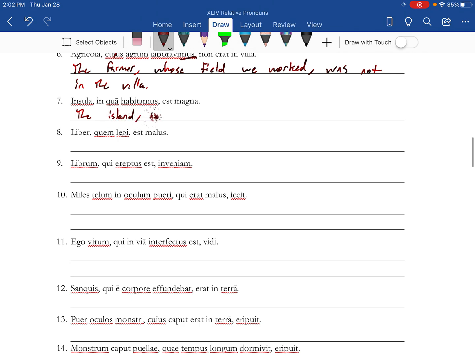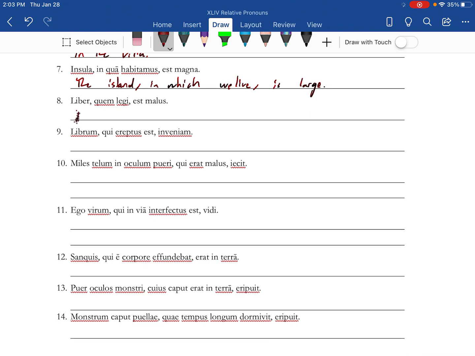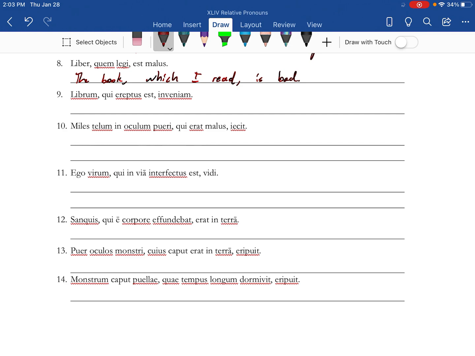The island in which we live, or on which we live, is large. The book which I read is bad. Alright, and this one's a little tricky because you have to look at the main verb. You've got the am and you can't see it, but you've got that I am as well. So I will find.